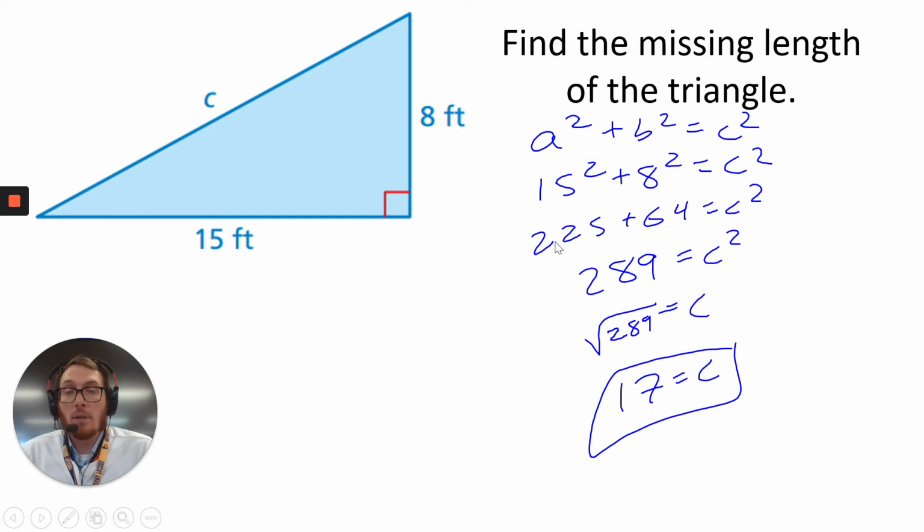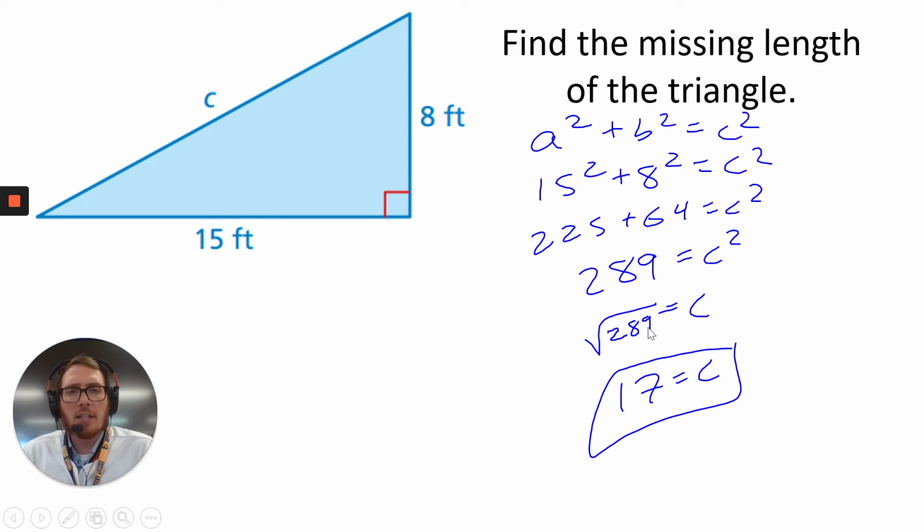15 squared is 225, 8 squared is 64. I add those two numbers together and get 289. And then my goal is to say what number times itself is 289. An important thing that might help you in these scenarios is using estimation to get on the right track. First off, we know this is less than 20 because 20 times 20 is 400.